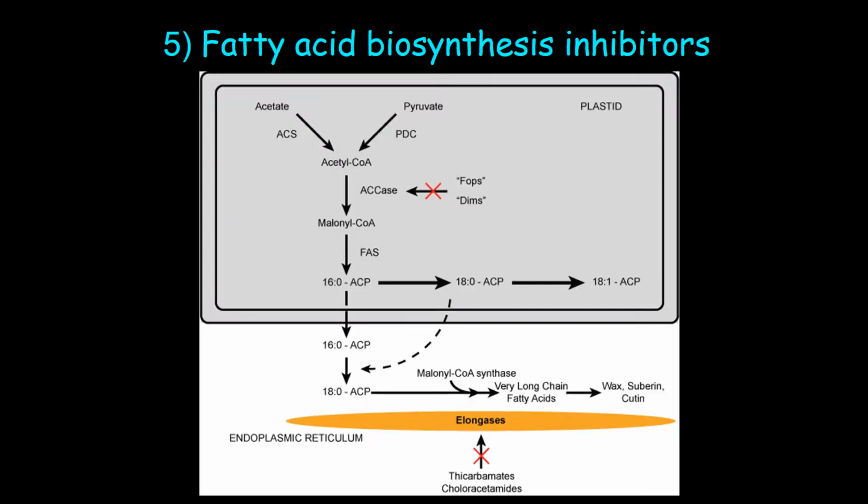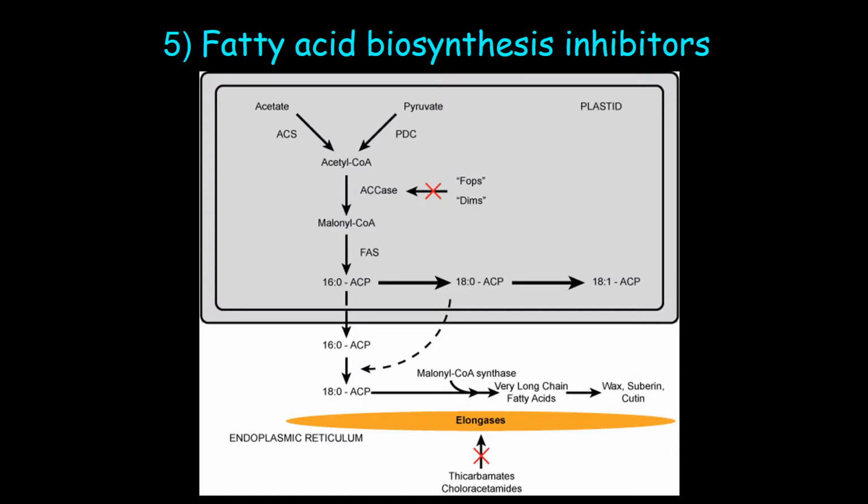Next is the fatty acid biosynthesis inhibitors, or what you can call the lipid synthesis inhibitors. These typically inhibit the synthesis of plant lipids. Lipids are essential components of cell membranes. If lipids are not produced within the plant, then production of cell membranes is unable to proceed and new plant growth is halted.